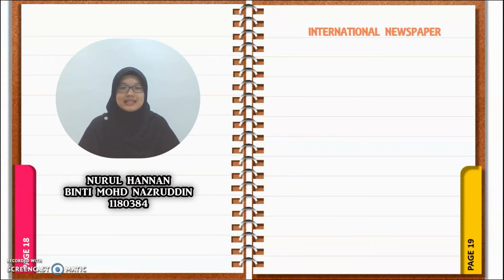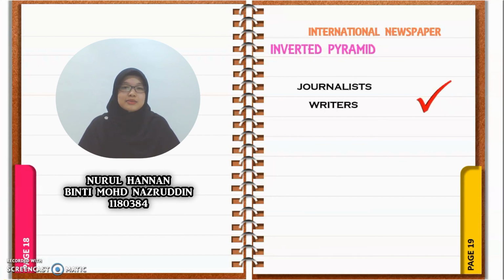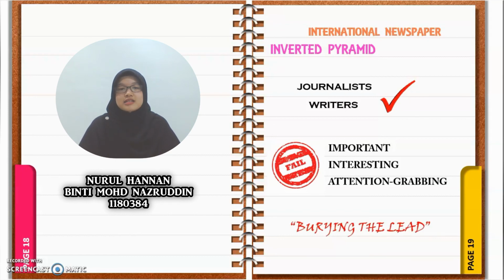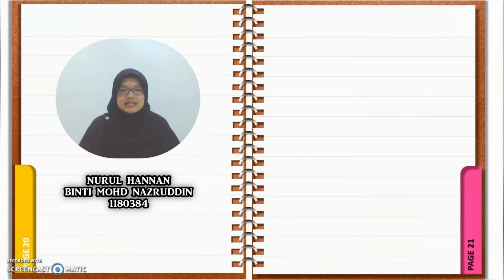Assalamualaikum, I am Hannan. Alright, I will continue with the other important element, which is the inverted pyramid. It is a common method among journalists and writers for writing news stories. If the writers fail to mention the most important, interesting, or attention-grabbing element of a story in the opening paragraph, it's called burying the lead.